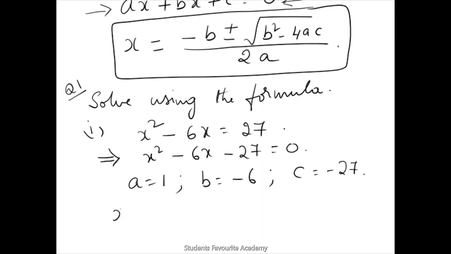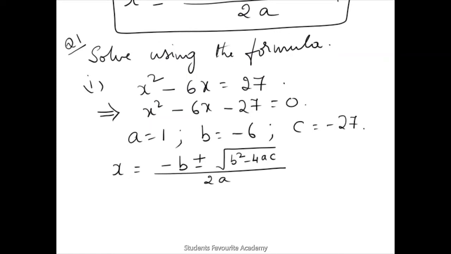So now let us substitute in the formula. x is equal to minus b plus or minus square root of b square minus 4ac upon 2a. Again let me remind you, writing the formula is not compulsory. Straight away you can substitute the correct values in the formula, but since it is new, keep writing the formula every time so that you will remember it well.